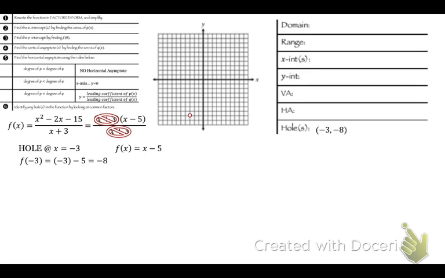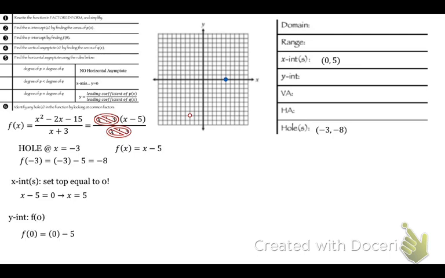Okay, now I can go through and find my x-intercept, y-intercept, and so on. So x-intercept, set the top equal to 0, so that's x minus 5 equals 0, which means x equals 5, so that's 5, 0, right there.